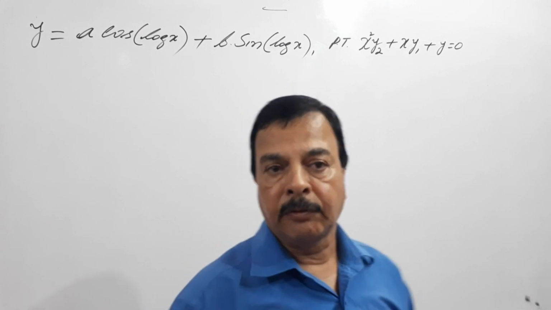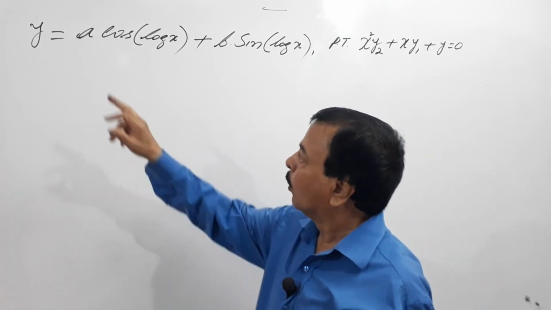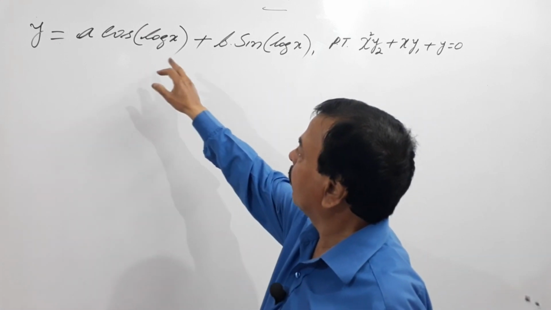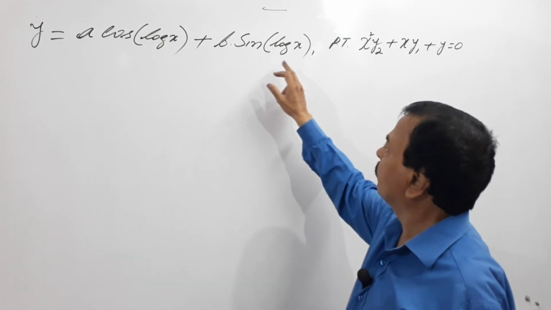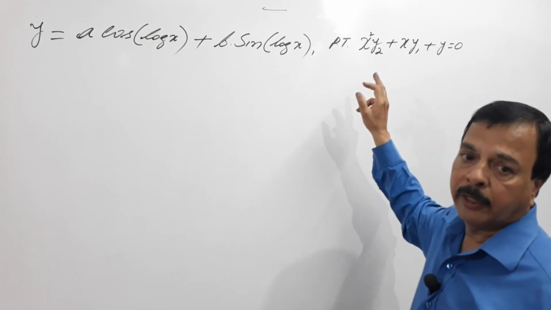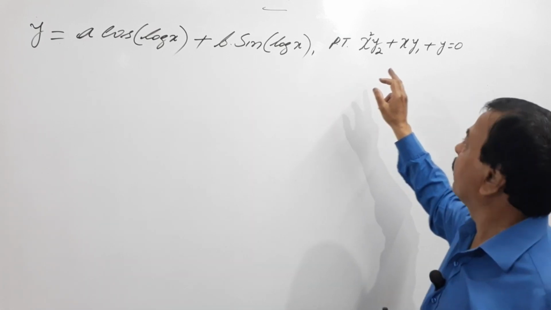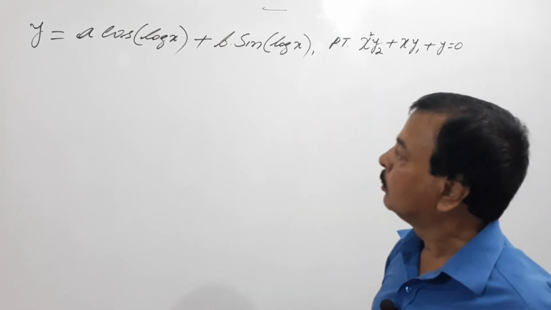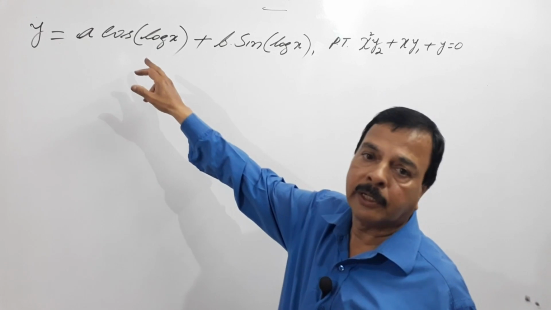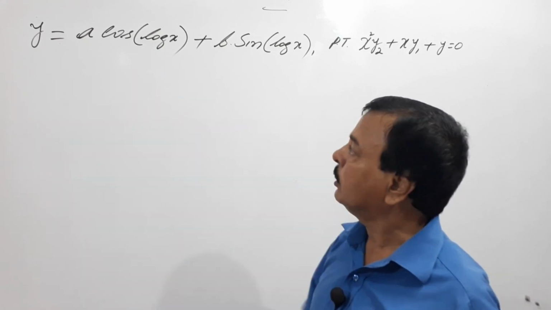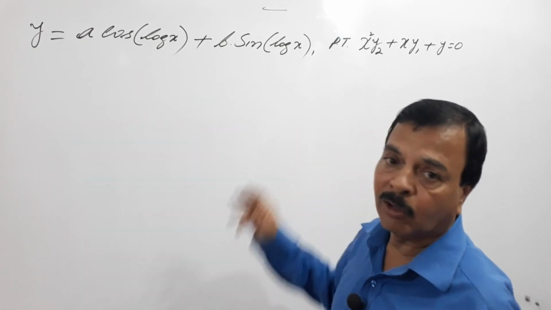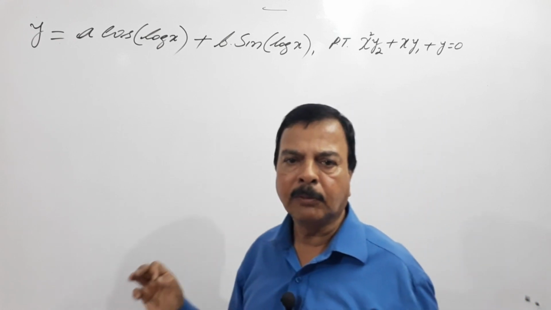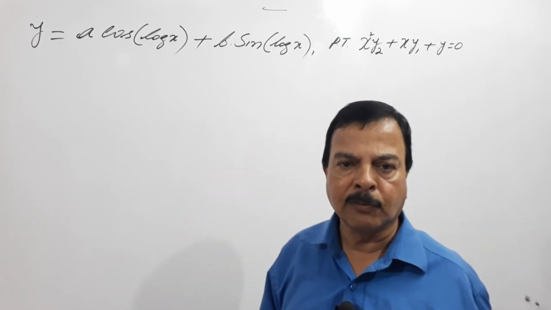So dear students, we have one more interesting problem. y equals a cos of log x plus b sin of log x. Prove that x square into y2 plus x y1 plus y equals 0. So here students, this is a composite function. So let's solve it. Very simple problem. I hope you have not forgotten composite functions.